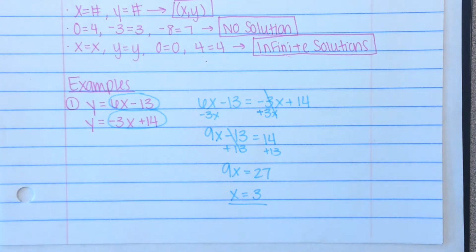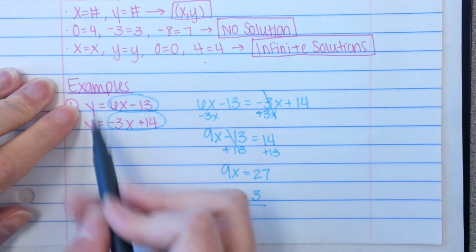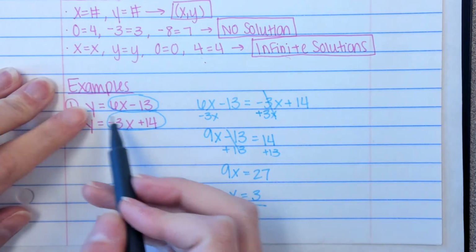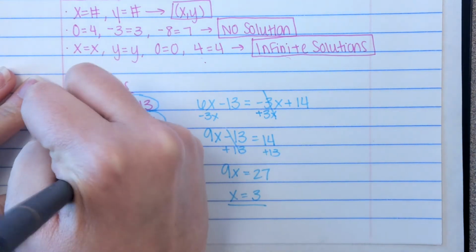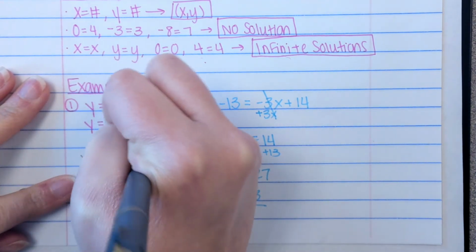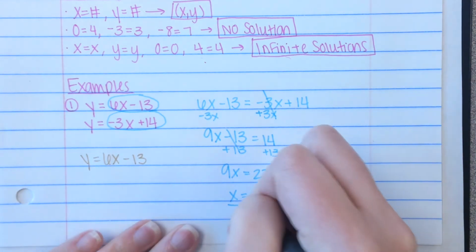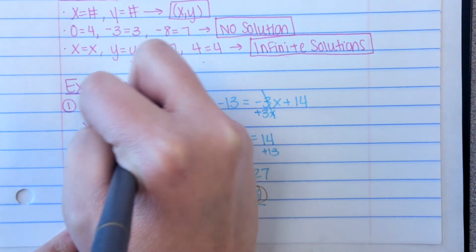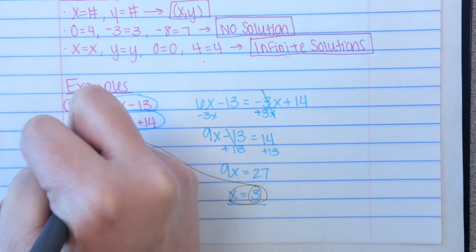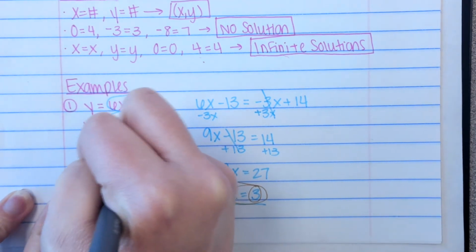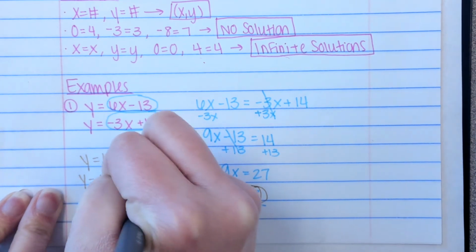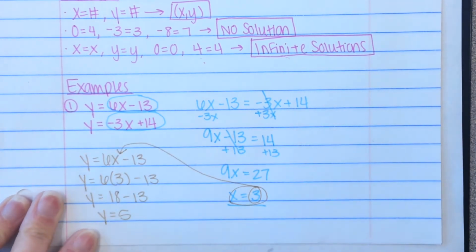I'm going to pick one of these equations. It doesn't matter which one. These are both y equals, so they're both going to be fairly easy. I'm going to pick the first one just because it's the first one. So y equals 6x minus 13. So I'm going to take this number that I got here, so x equals 3. I'm going to take that and plug it in for x. So I have y equals 6 times 3 minus 13. 6 times 3 is 18 minus 13. That gives me 5. So I now have y equals 5.